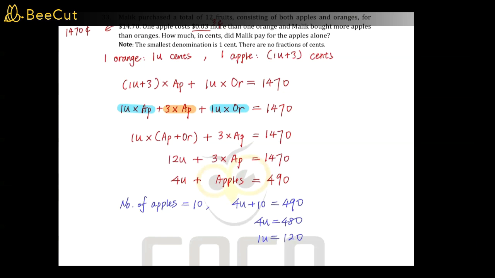Now, how much did he pay for the apples alone? So it's 10 apples. Each of the apple is 1U plus 3. So 120 plus 3, 123 cents. Total is 1230 cents.